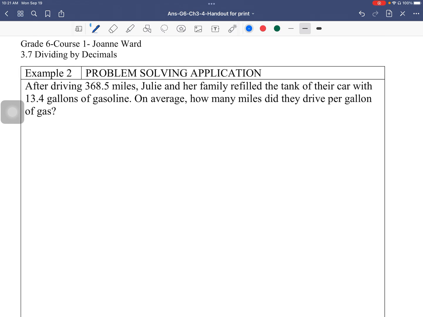After driving 368.5 miles, Julie and her family refilled the tank of their car with 13.4 gallons of gasoline. And on average, how many miles did they drive per gallon of gas? So now what I want to know is the average of miles per gallon. So what I'm looking for is the average number of miles per gallon.